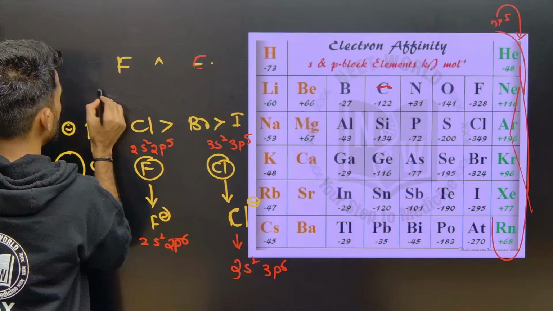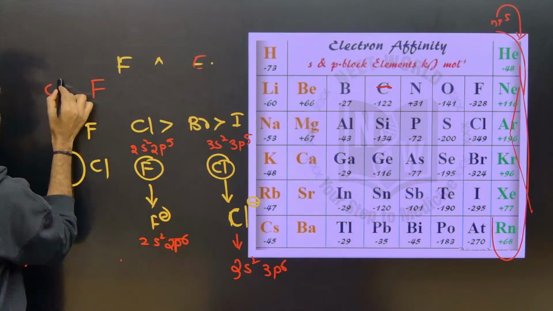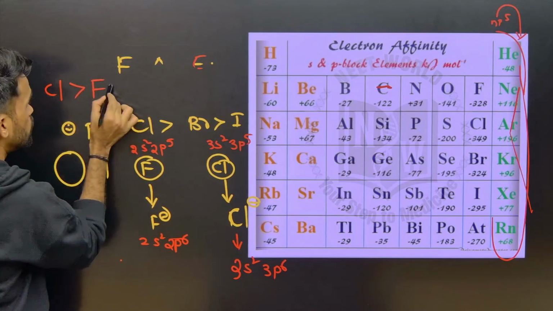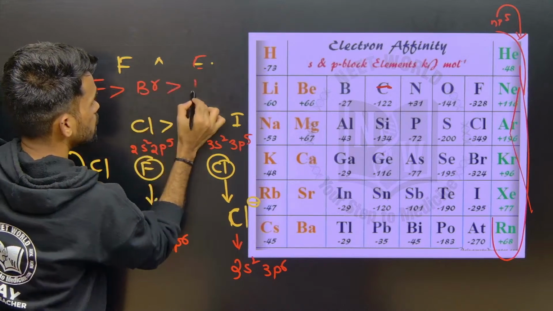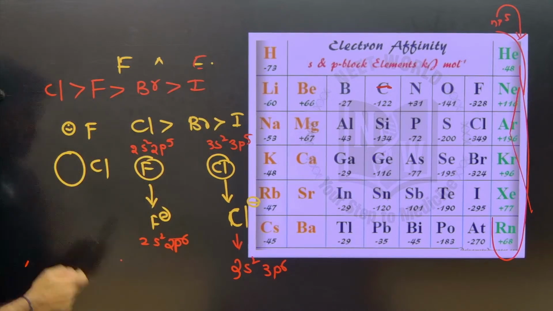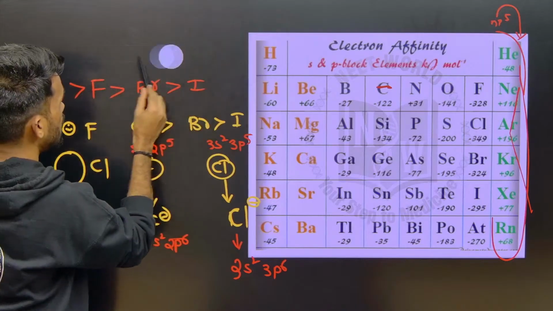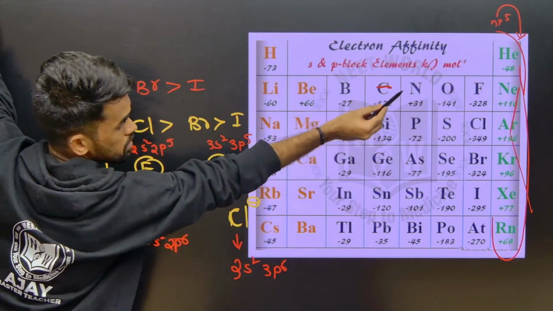Yes. So the order is chlorine, after that fluorine, after that bromine, after that iodine. Is that clear or not? Yes. This is the order you can make for the halogens, and one more for the oxygen family.